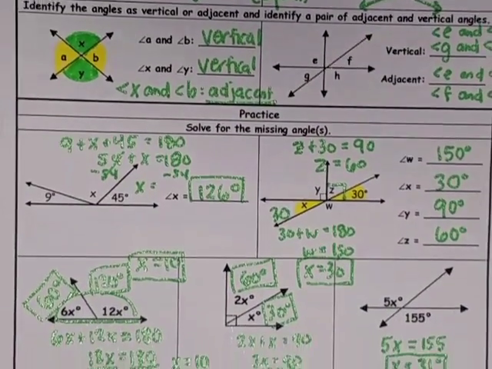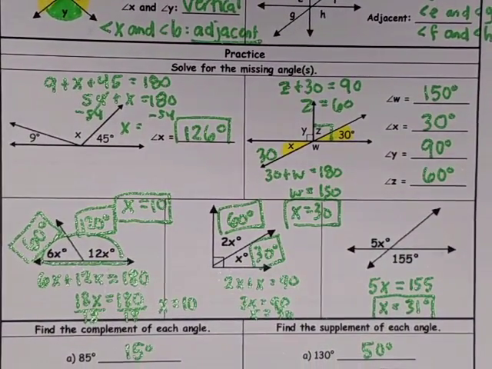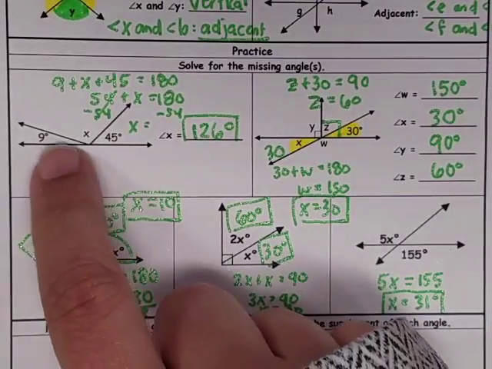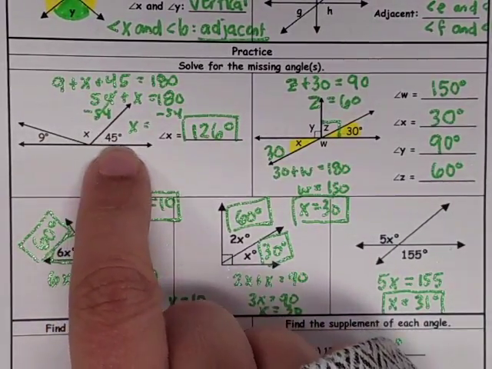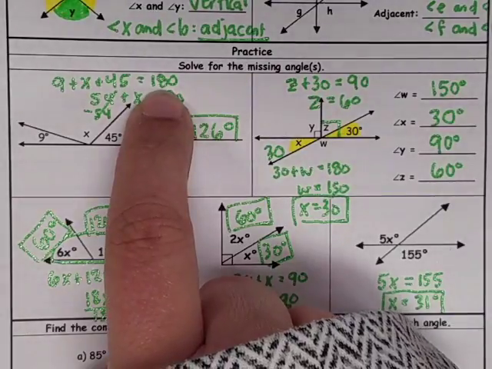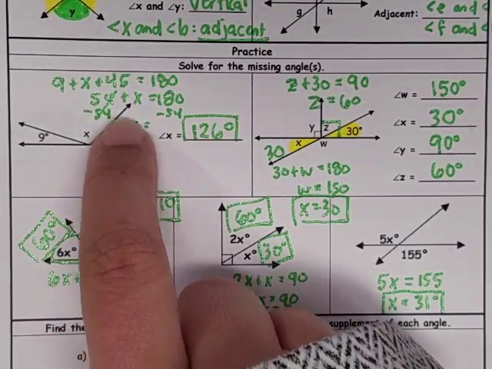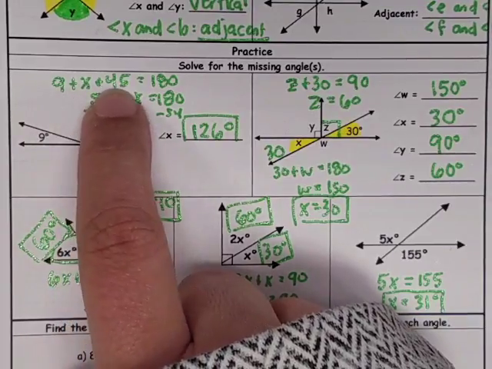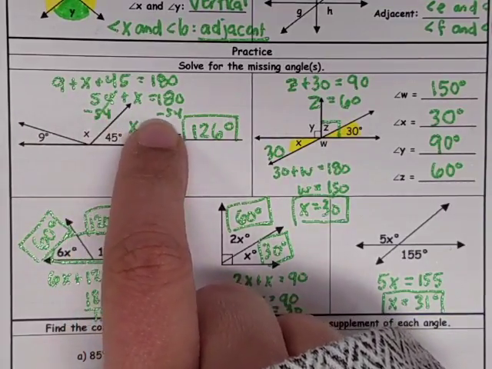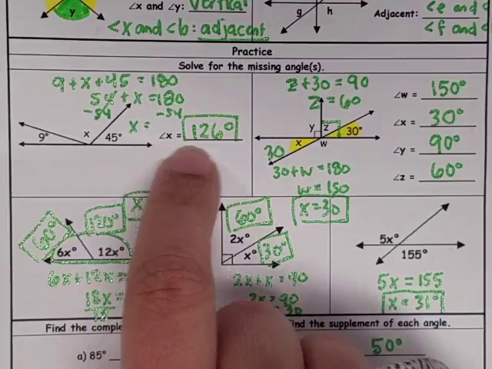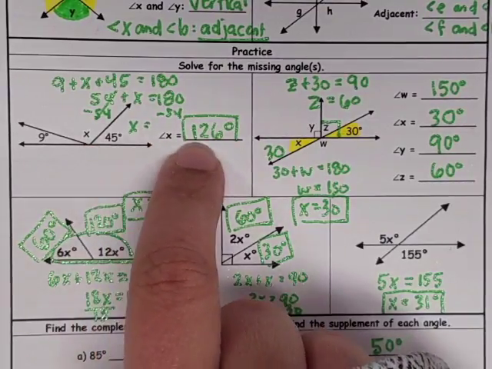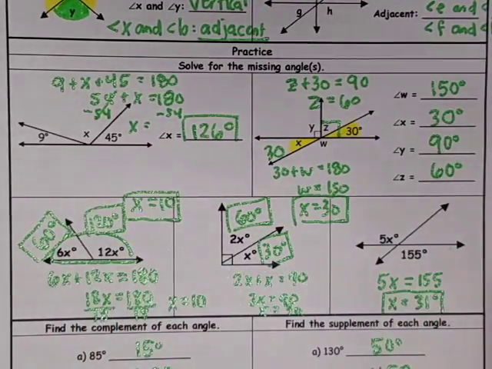Then down here for missing angles, here are my answers for my practice problems. So I said 9 plus X plus 45 adds to be 180 degrees because those all three together are supplementary. I then added 9 and 45 and got 54 and subtracted from both sides, and my remainder was 126. So X equals 126, which gives me that value.